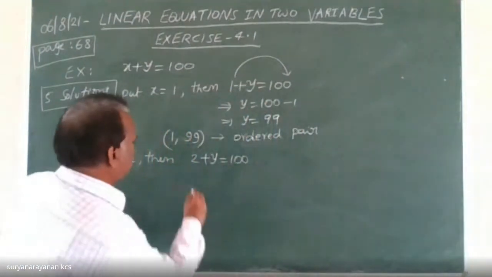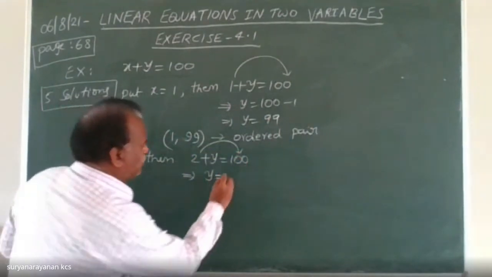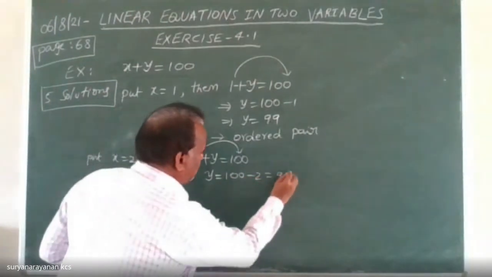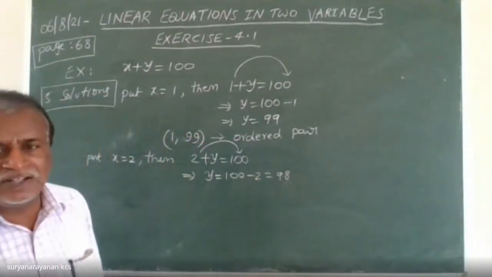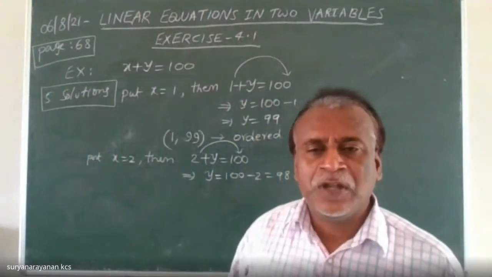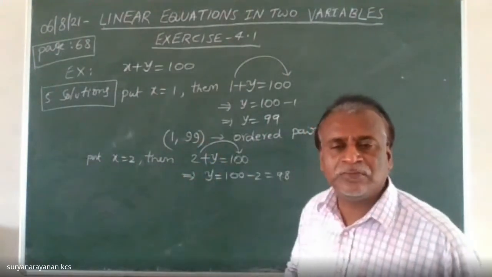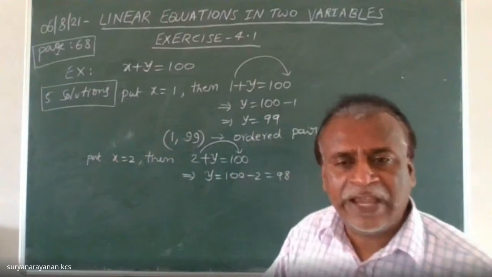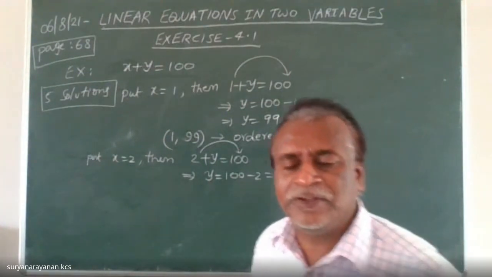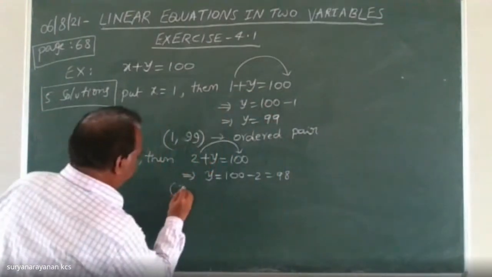So this implies we transpose 2. We get y equal to 100 minus 2, that is equal to 98. Now tell me, what is the solution for this equation? How do you represent this solution? In the form of an ordered pair. Remember this point. In the form of an ordered pair, (2, 98).